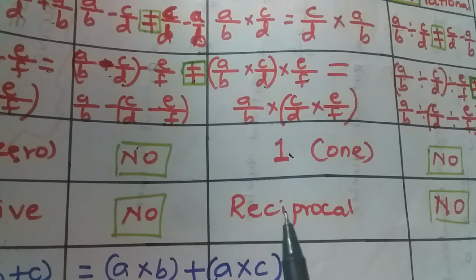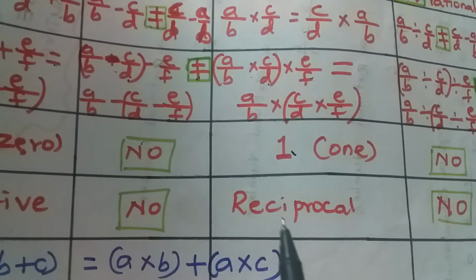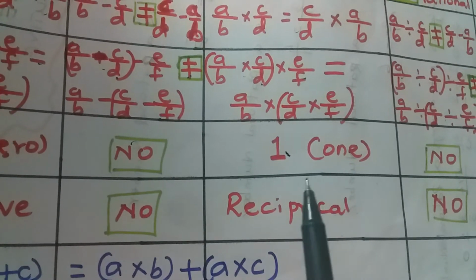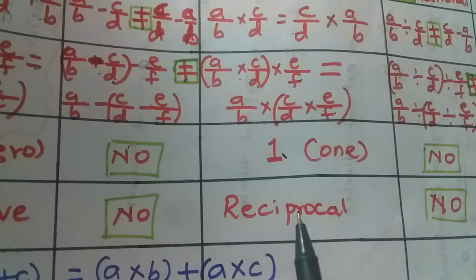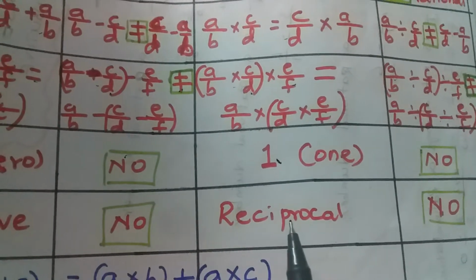And multiplicative inverse is nothing but the reciprocal. That is, interchanging the numerator and the denominator is the reciprocal. That is the multiplicative inverse.